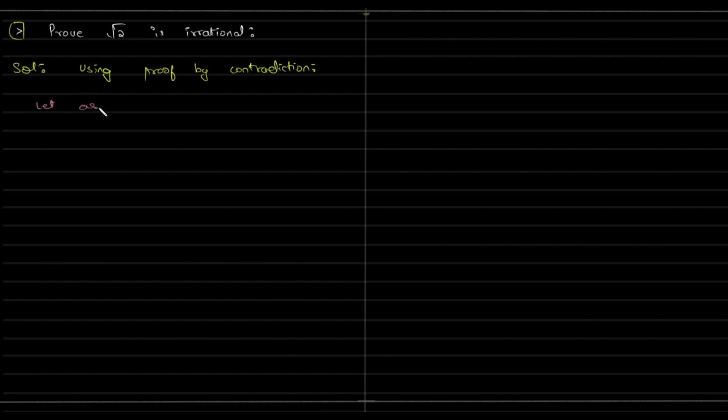Okay, so here let's assume root 2 to be, what is contradictory of irrational number? That root 2 is a rational number, right? That is, root 2 is in the form of p by q, where q is not equal to 0 and p, q are co-prime. This is very important. So this point is not to be missed.